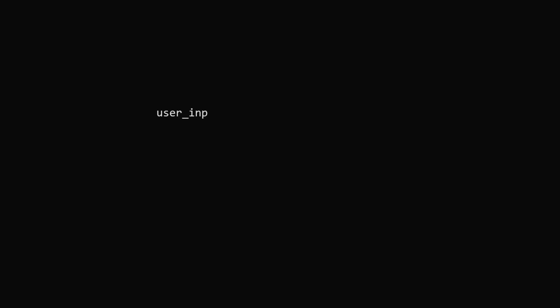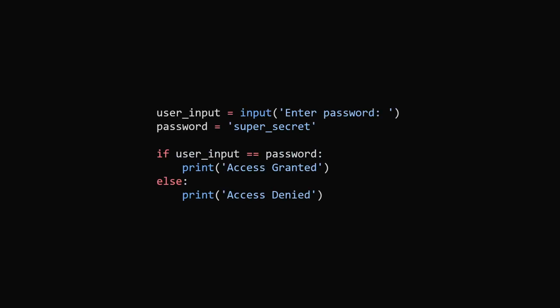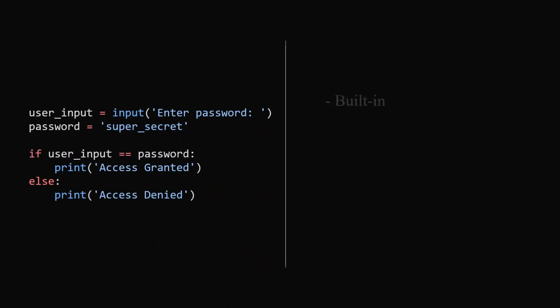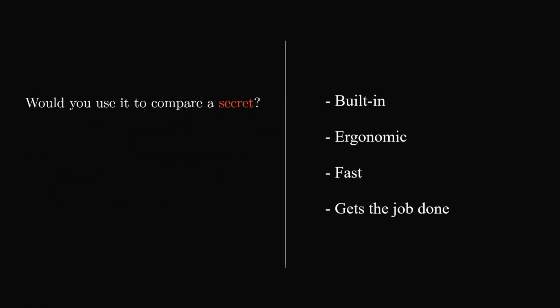If you have any experience in writing Python code, then I'm sure you know how to compare strings. Almost certainly you would use this equality operator. After all, it's built-in, ergonomic, fast, and most importantly, it gets the job done. And while all of that is true, would you use this to compare a secret?